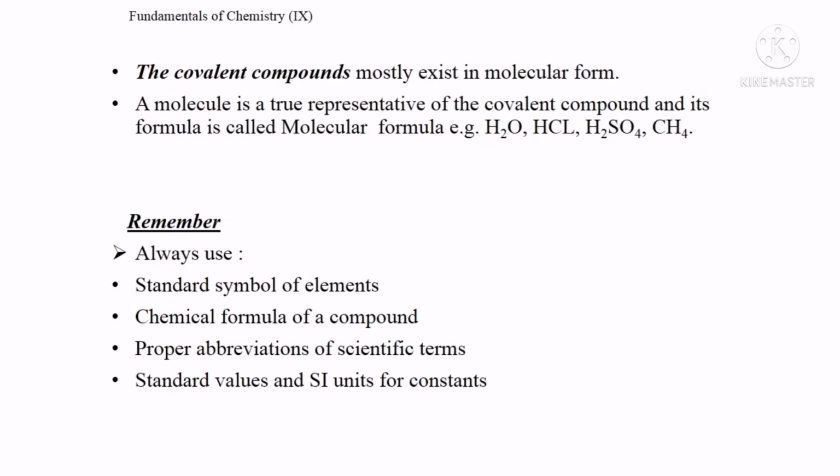The other type of compound is the covalent compound, which mostly exists in molecular form. A molecule is a true representative of a covalent compound, and its formula is called the molecular formula.